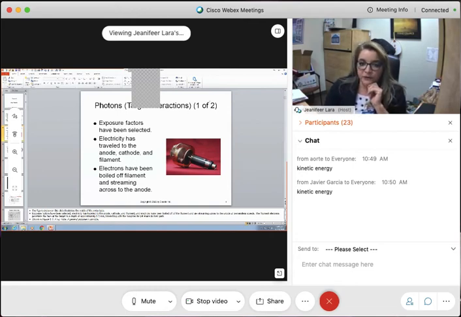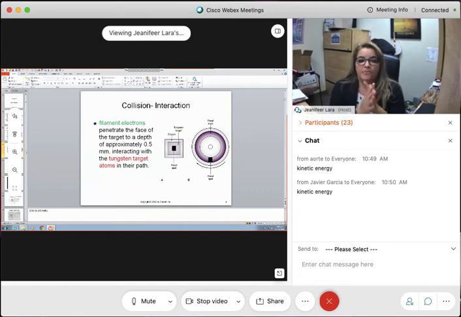Okay, perfect. So now that we're there, electrons have been boiled off the filament and are streaming across to the anode. We know that. That is called tube current. So let's talk about what interaction happens. We talked about the actual focal spot, the effective focal spot, and the anode heel effect. But right now, we are going to discuss what is happening at the actual focal spot.